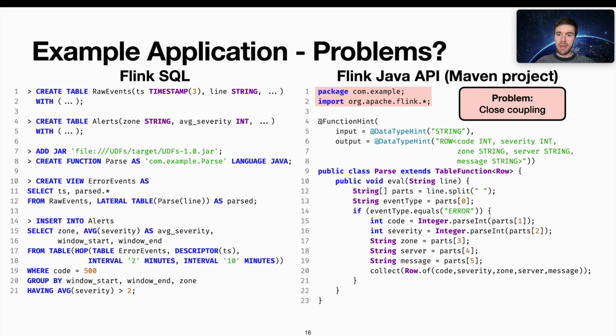Finally, because we have implemented this UDF in Flink's Java API, we cannot easily port it to work on other systems and architectures, such as Apache Spark or non-JVM based systems like Rising Wave or Nebula Stream.